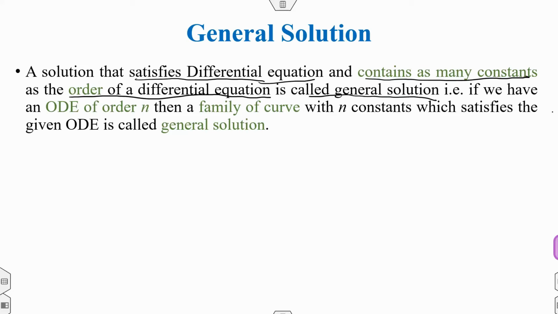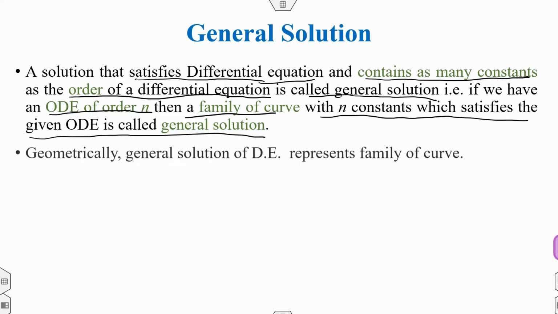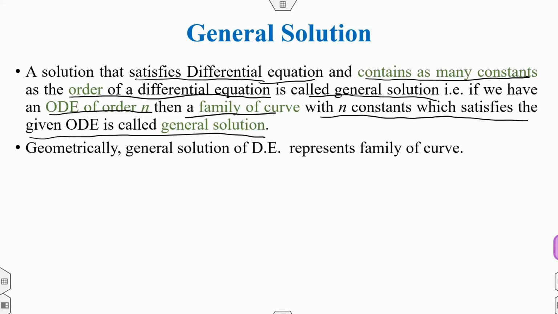Or in other words, if you have an ODE of order n, then the family of curves with n constants which satisfies the given ODE is called the general solution. I have already told you that the general solution basically represents the family of curves.